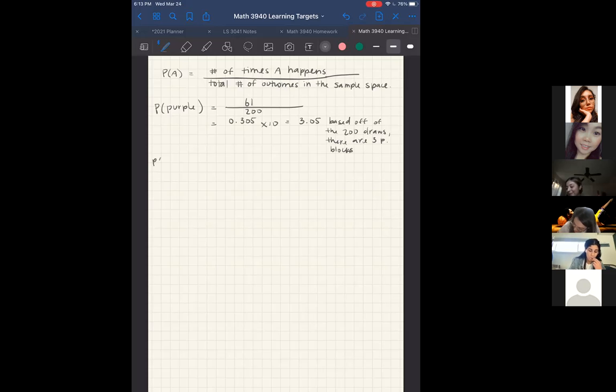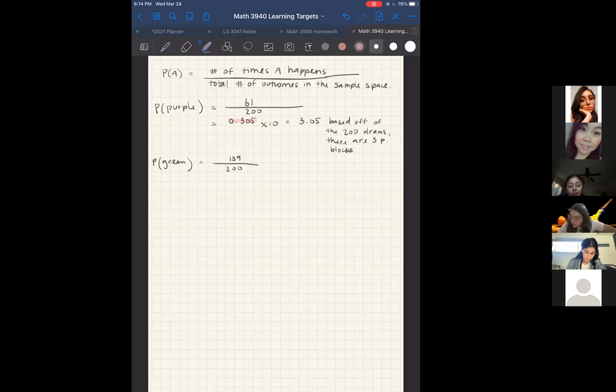How do you find the probability of green blocks? So for the green, would you do 139 over 200? Yep.